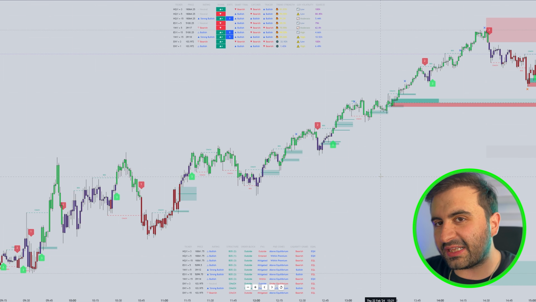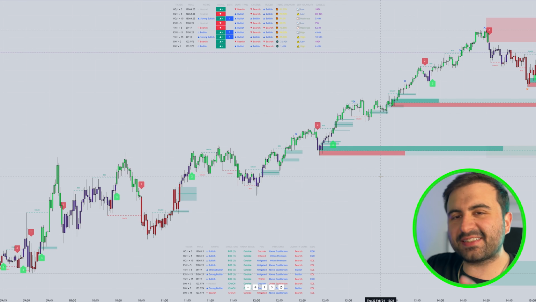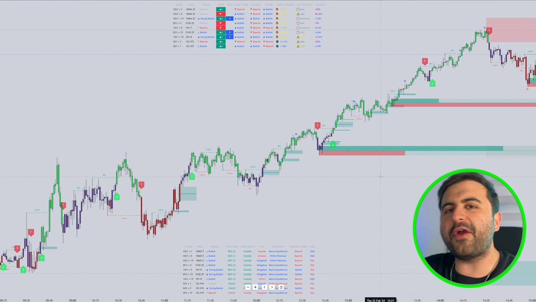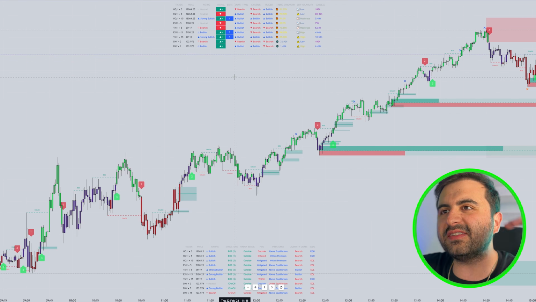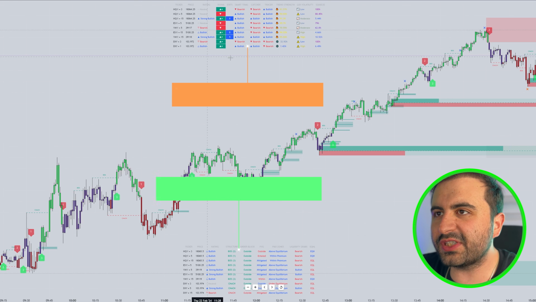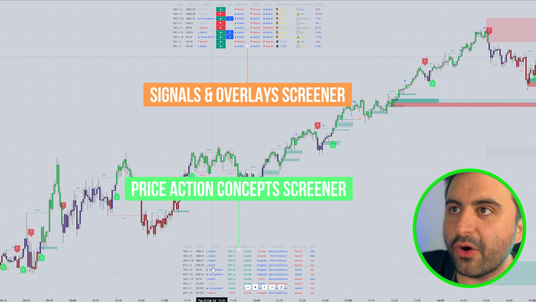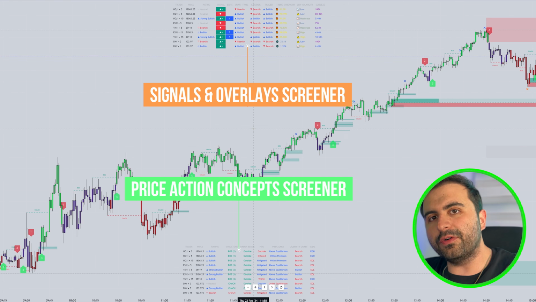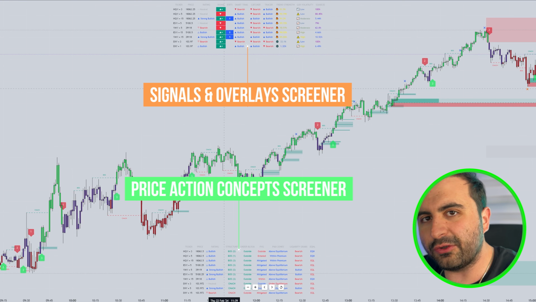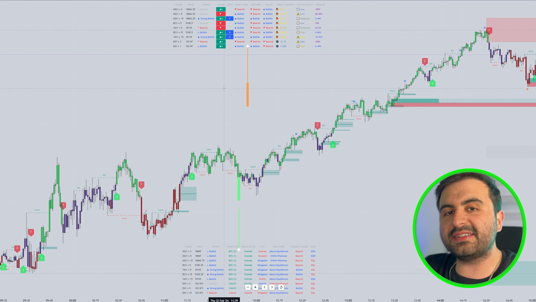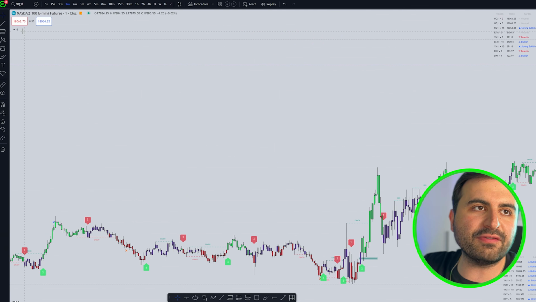This is absolutely one of the best updates that LuxAlgo did, so we will deep dive into how we will use it. On my screen you are seeing two screeners plotted on the chart, and now you will learn how you can do that also. But before we do that, let's see what we have on the chart. We have signals and overlays.